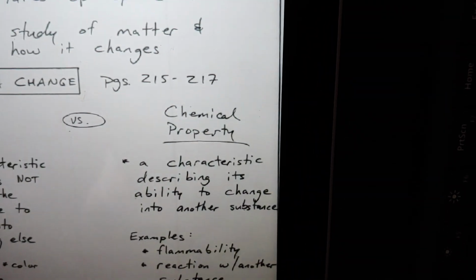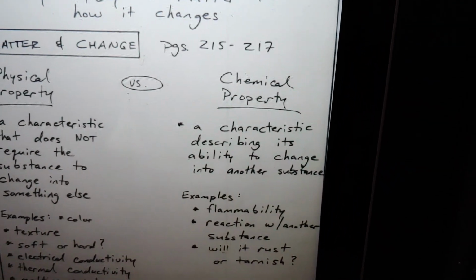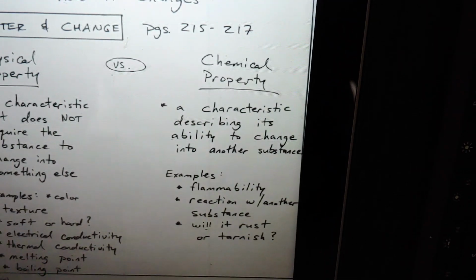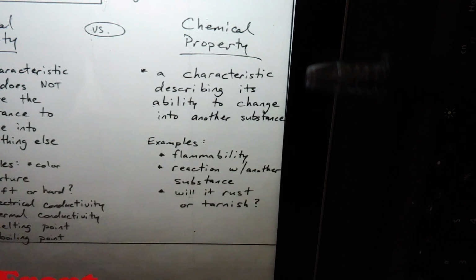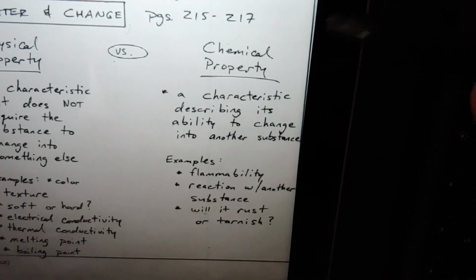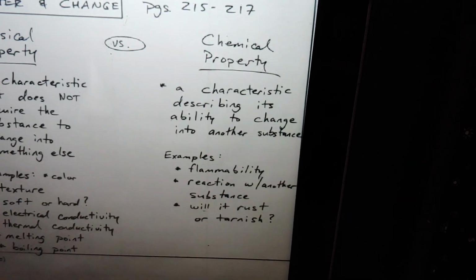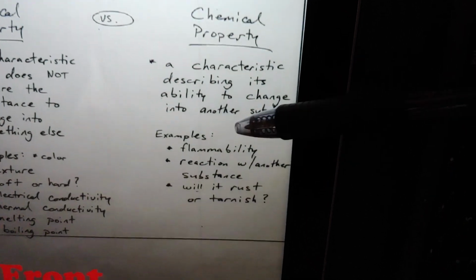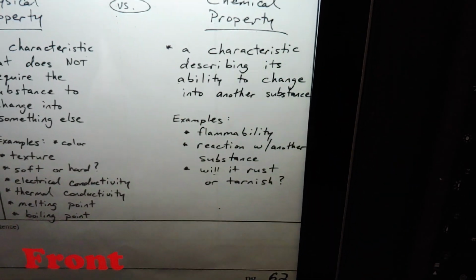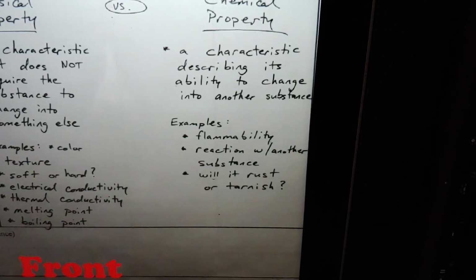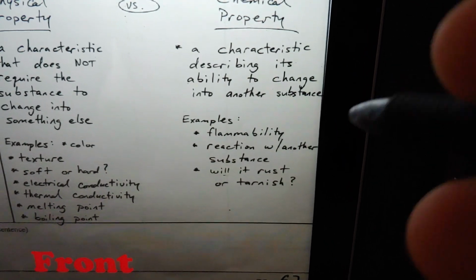Now, what about a chemical property? Chemical properties describe something where it will change into something else. For example, flammability. We talked about paper or wood. If you burn it, it catches on fire, turns to ash, and you can never make it go back to being paper or wood. Does it react with another substance? For example, if the acid reacts with the base, it will combine, it will become something else, and you may not be able to change it back.